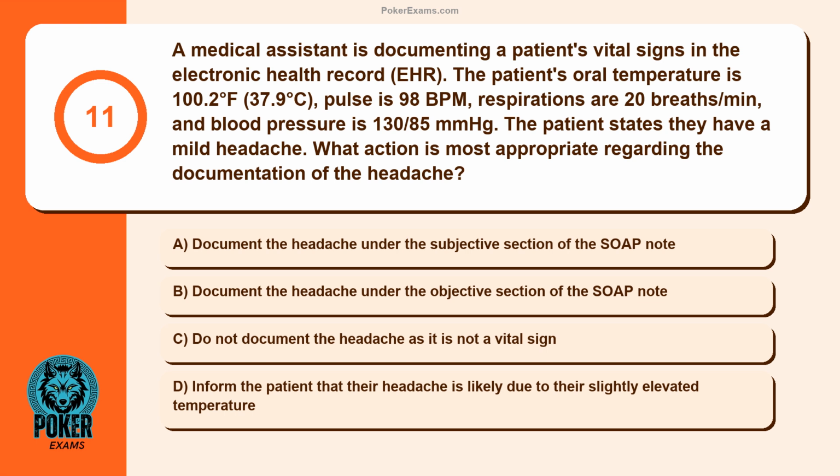Question 11. A medical assistant is documenting a patient's vital signs in the electronic health record, EHR. The patient's oral temperature is 100.2 degrees Fahrenheit, 37.9 degrees Celsius. Pulse is 98 BPM. Respirations are 20 breaths/min, and blood pressure is 130/85 mmHg. The patient states they have a mild headache. What action is most appropriate regarding the documentation of the headache?